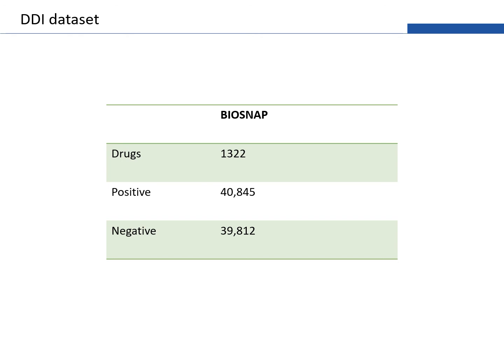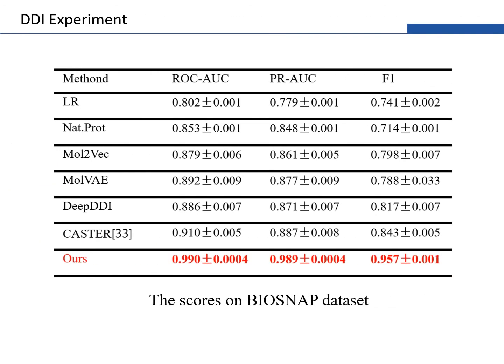Next is the DDI experiment. We use the BioSnap dataset in the DDI experiment. In addition to F1 scores and AUC, the PR-AUC metric was used in this experiment. As we can see from the table, our model achieves the best performance. This experiment shows that it is reasonable and appropriate to use the simple distance matrix to represent drugs. It also shows that our model has a strong generalization.